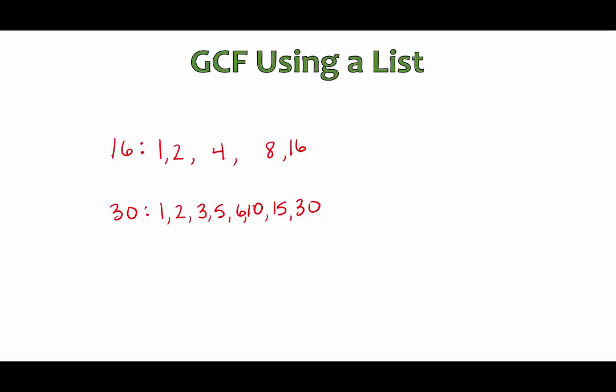Again, we want to find the GCF, so find all the factors they have in common. In this case, it's 1 and 2. So the greatest common factor would be 2. Now we could also be asked to find the GCF of negative numbers. The example would be negative 50 and 60.